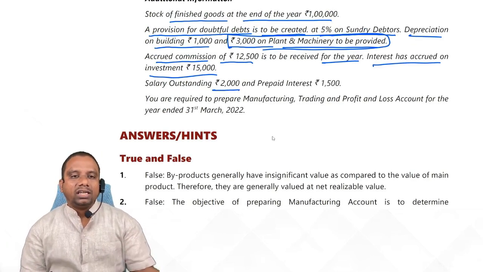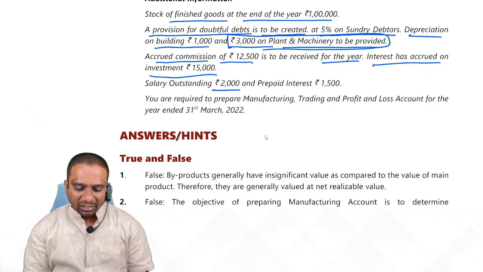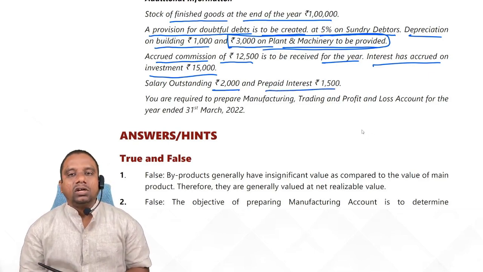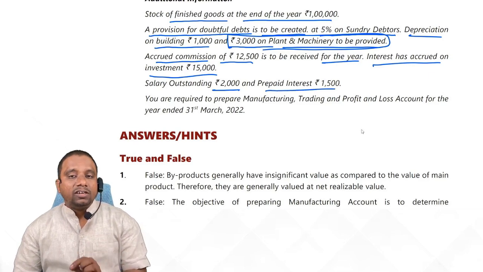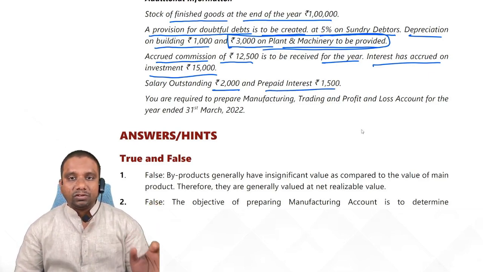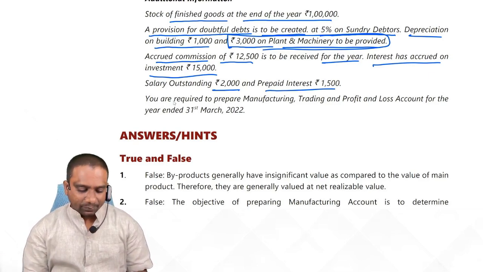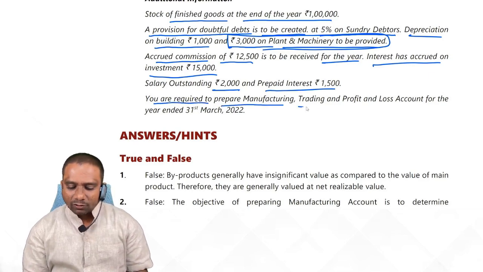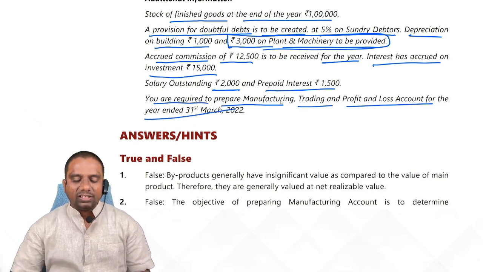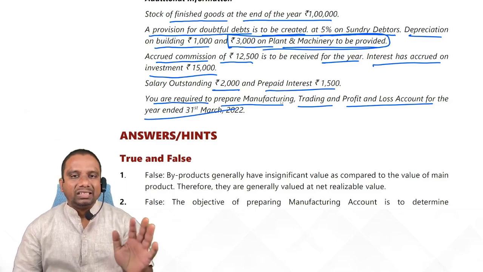So add to the salaries already paid and balance sheet liability side. Prepaid interest means deduct this 1,500 rupees from already interest paid. Whatever the interest paid, from that you deduct 1,500. Now again show it in the balance sheet asset side. You are required to prepare manufacturing account, trading account and profit and loss account for the year ended 31st March 2022. Is it clear students?